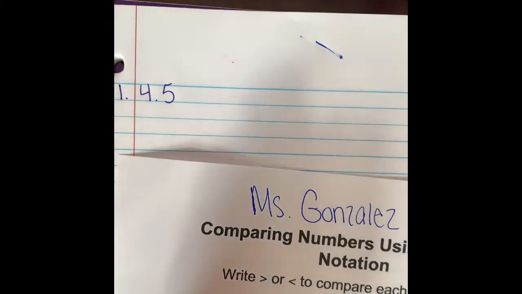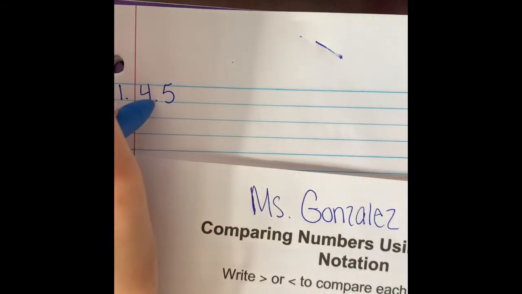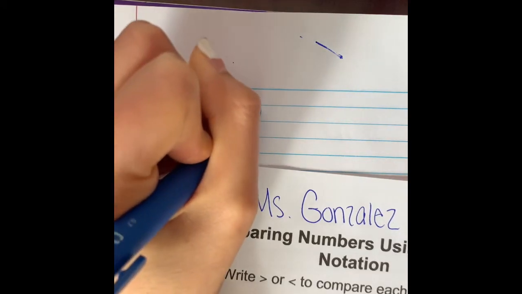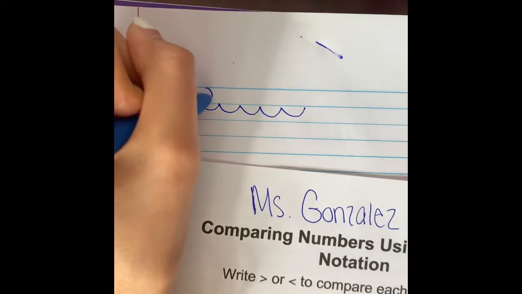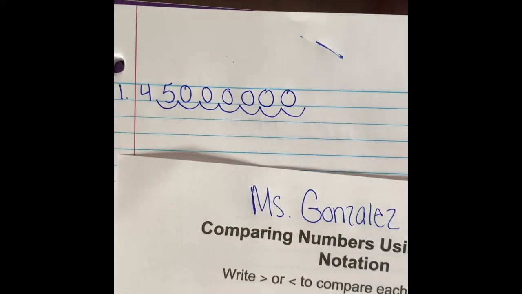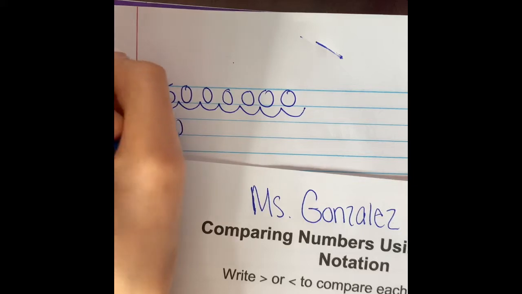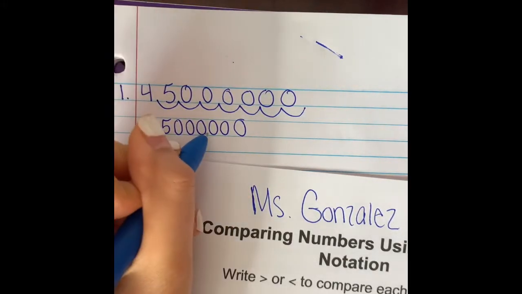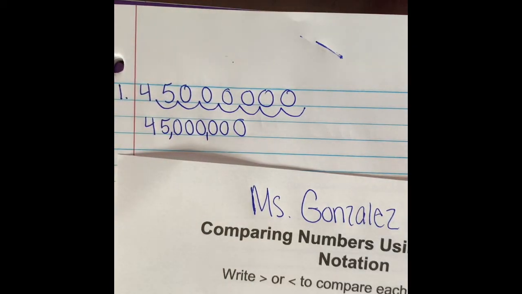That tells us that we're going to move this decimal over 7 times. So let's move it over. 1, 2, 3, 4, 5, 6, 7. Okay, put in my zeros. 1, 2, 3, 4, 5, 6. Okay, so this number is 45,000,000. Okay, I'm putting in my commas. 1, 2. Okay, it's 45 million.